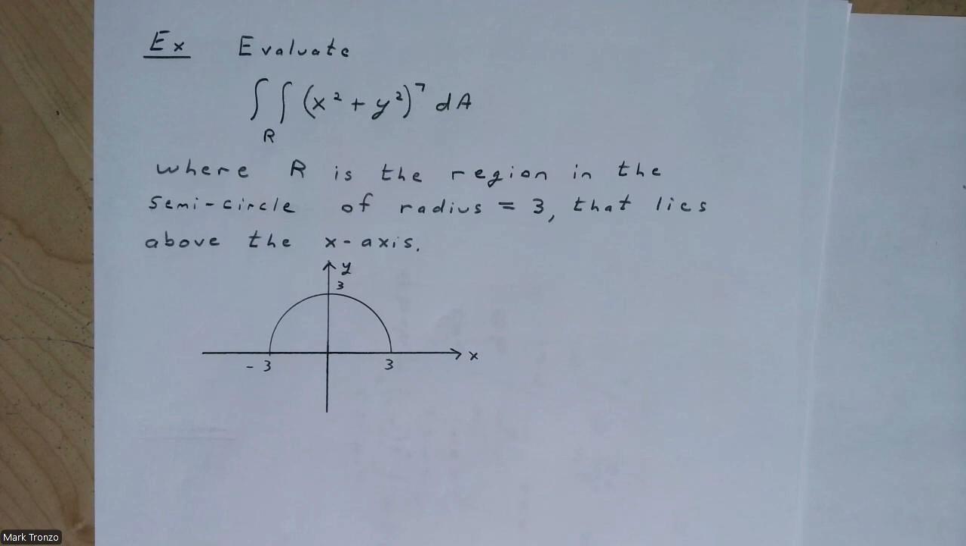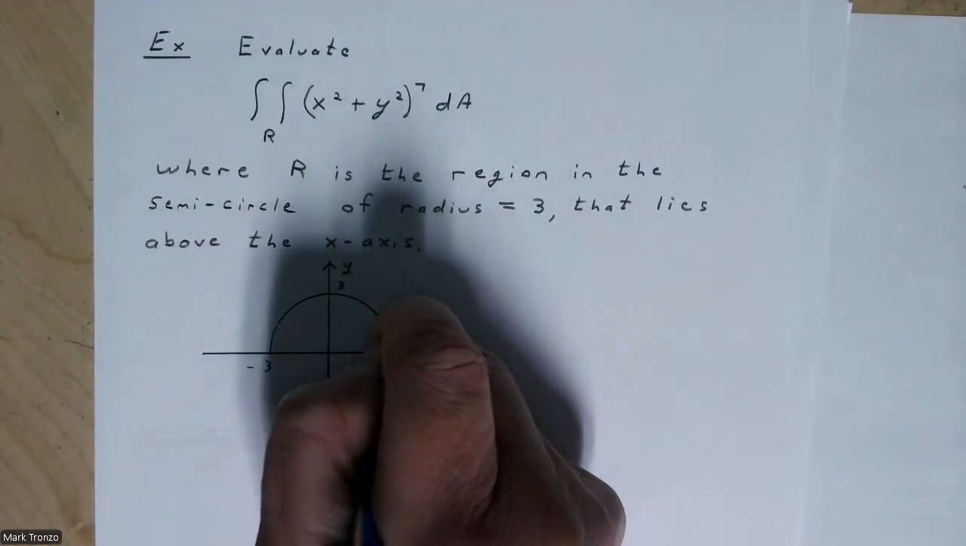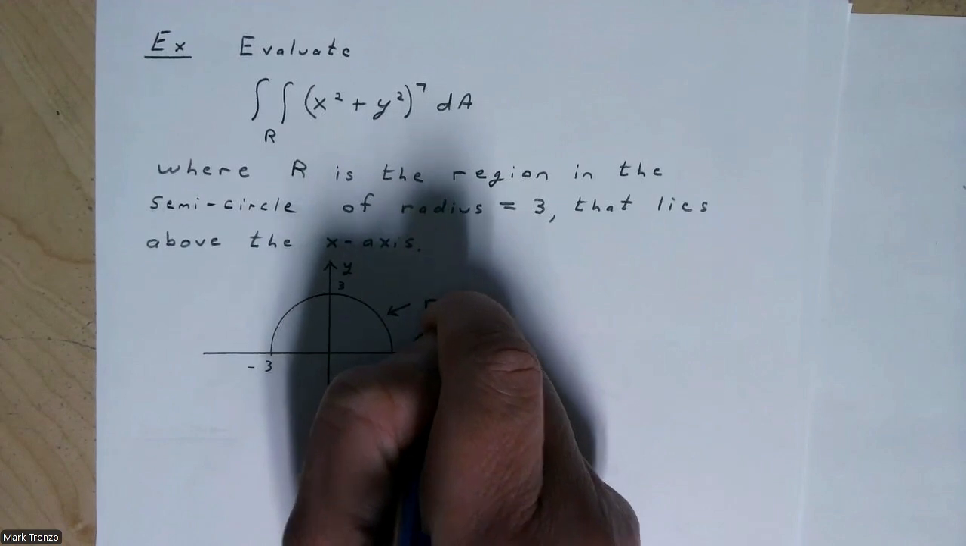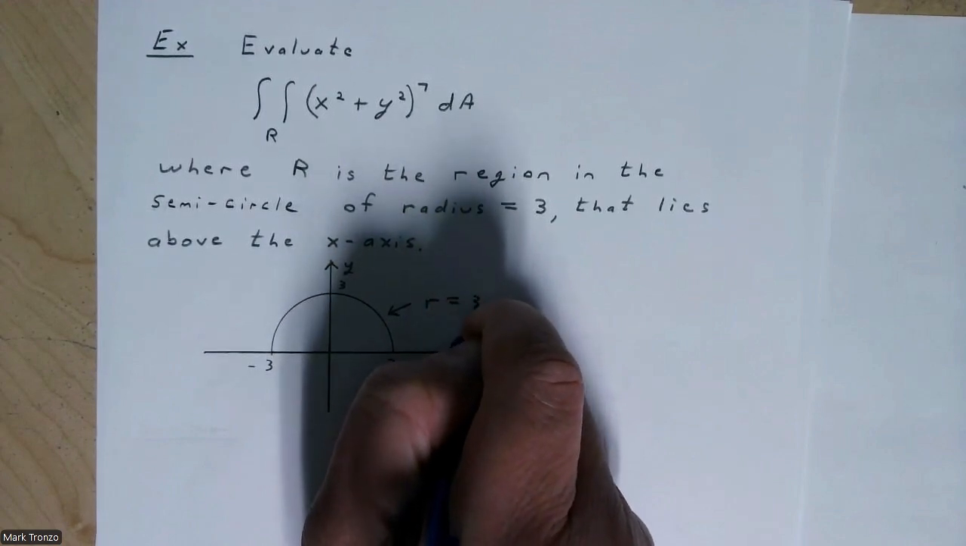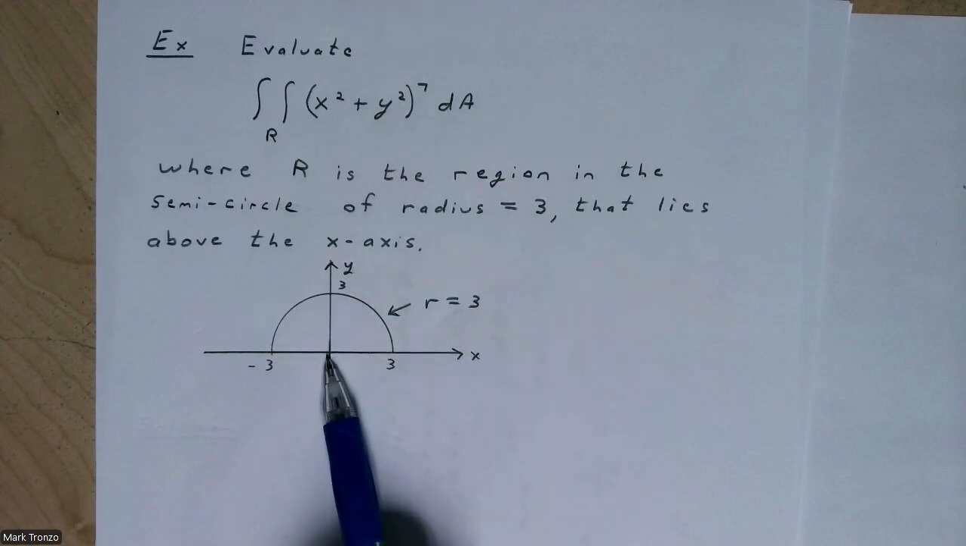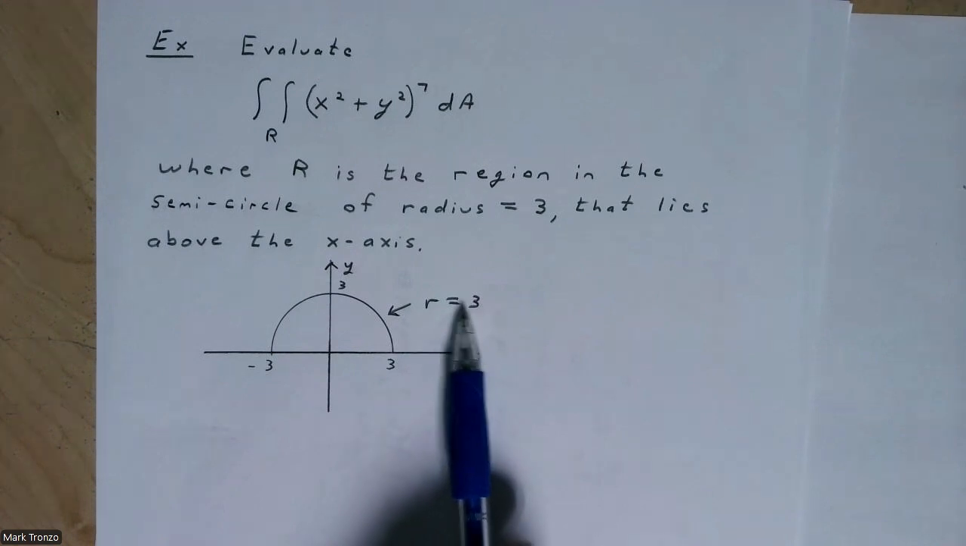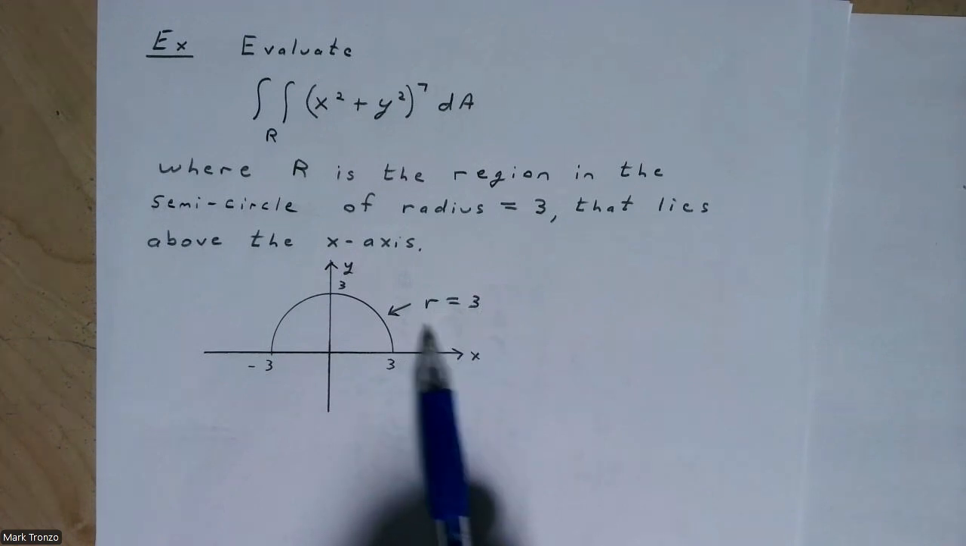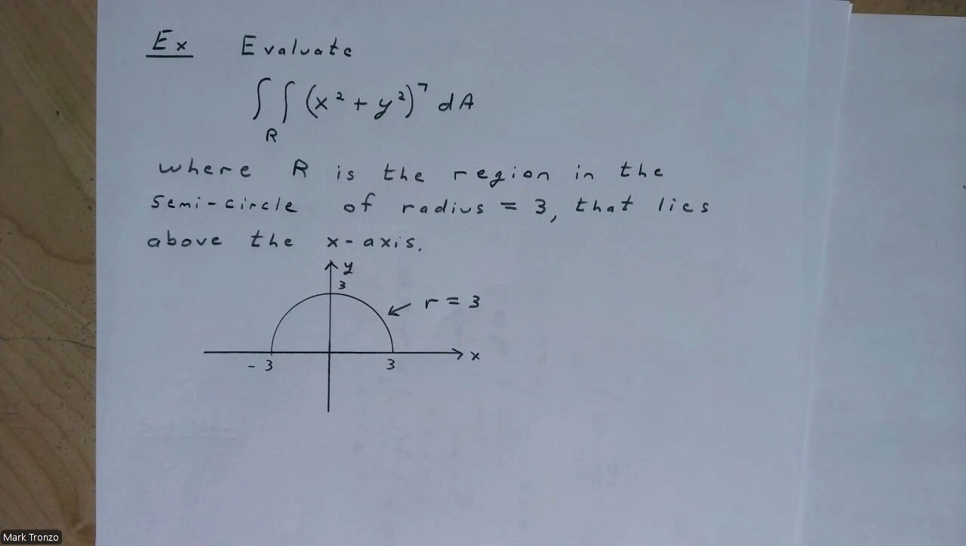Now, remember, of course, if you have a circle centered at the origin, the equation in polar coordinates for that circle is simply the radius. In other words, the equation for this circle in polar is going to be r equals 3. That's one thing that makes it really nice when you have a circle, a semicircle, etc. If it's centered at the origin, the equation of the circle is very easy to write in polar coordinates.